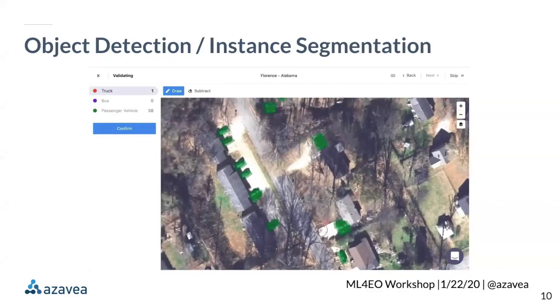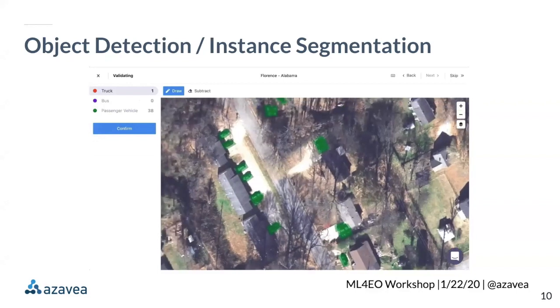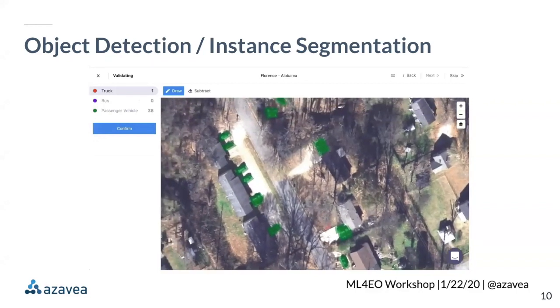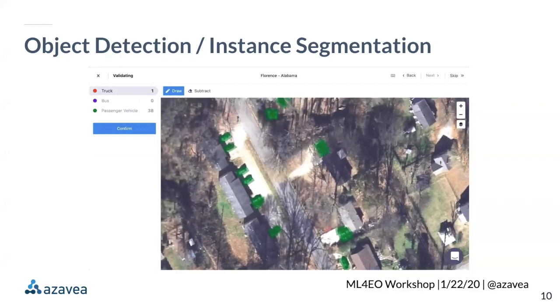And we also have support for object detection / instance segmentation. And this is where you want to actually localize individual instances of some object, something like buildings or buses.